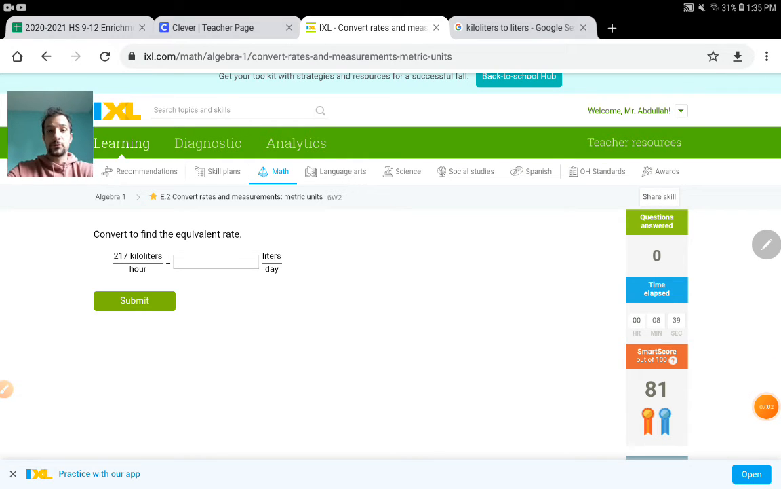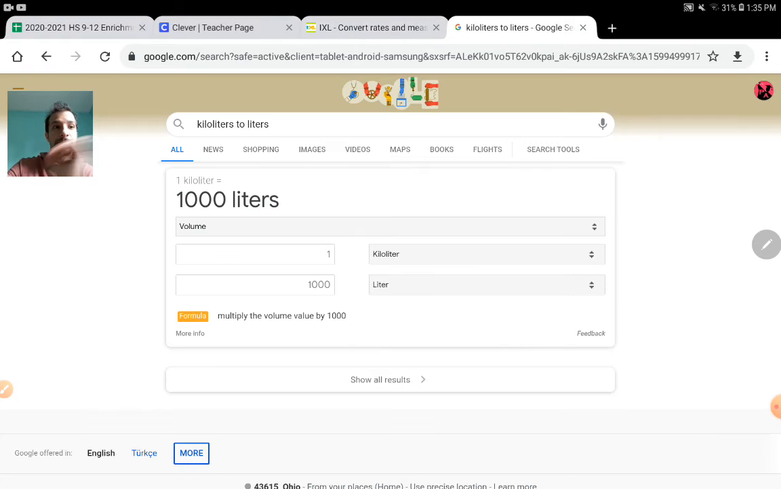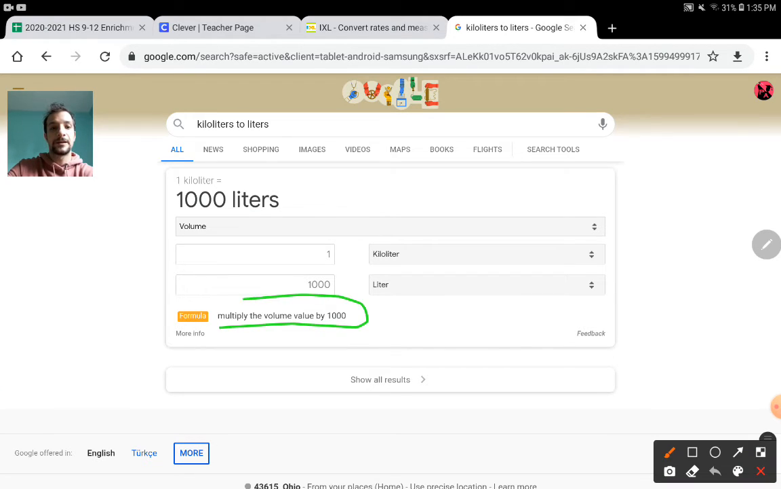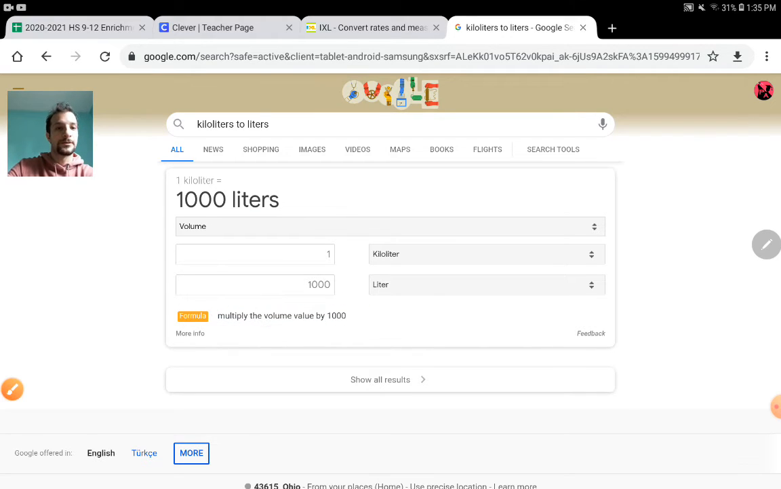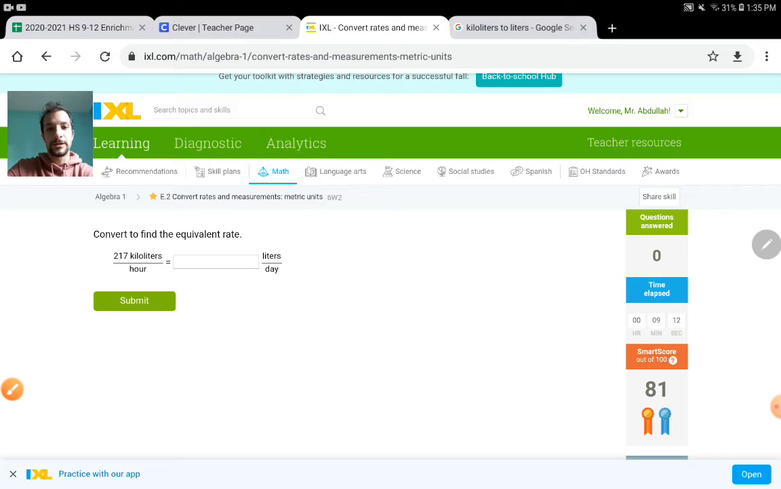Okay, here's the last question of the day. Convert to find the equivalent rate. We have kiloliters per hour, and we are going to convert it to liters per day. Both of the units are changed. Kiloliters turned into liters, and an hour turned into days. Here's the first conversion. From kiloliter to liters, what we have is multiply it by 100. That's what it says down here. Multiply the value by 100. Well, my bad, 1000.